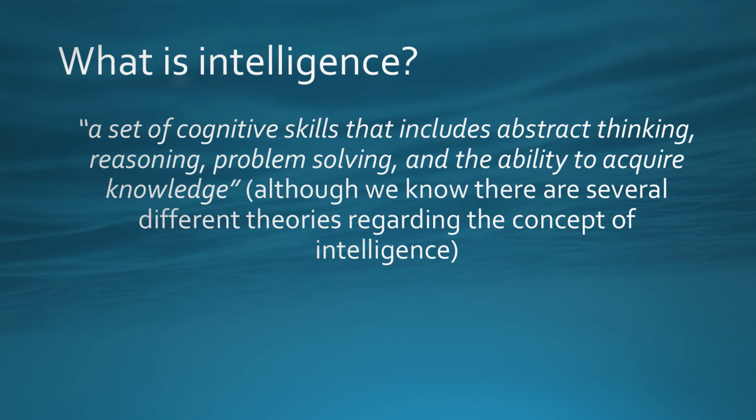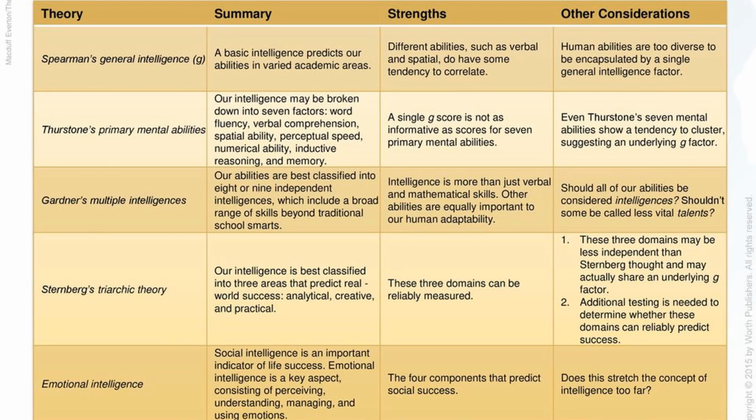Although we know there are several different theories regarding the concept of intelligence. So it's hard to put it into one definition because there's several theories that are mentioned in the book. And also, I included on this slide several different theories. I think the chart offers a good summary of those theories and things to consider about those different theories of what intelligence is. I'm not going to go through the whole chart, but be sure and check that out and look at each of those theories.